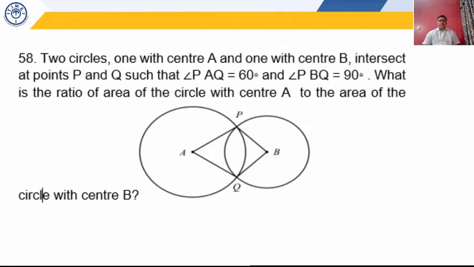Now come to question number 58. Now look at the question. Two circles with center A and B intersect at points P and Q, so that angle PAQ and angle PBQ are 60 degrees and 90 degrees respectively. What is the ratio of the area of the circle with center A to the area of the circle with center B?